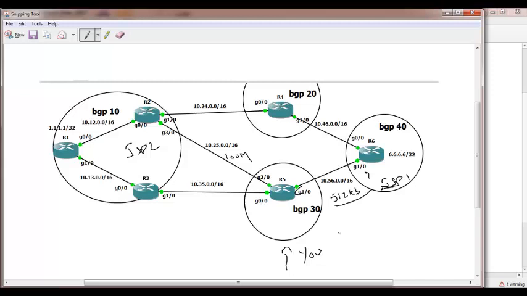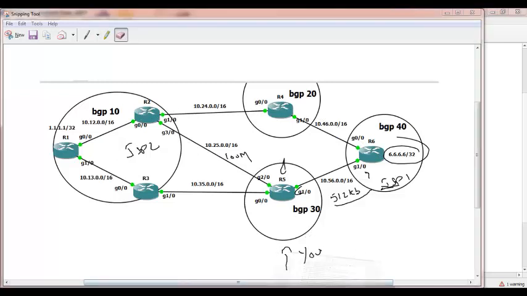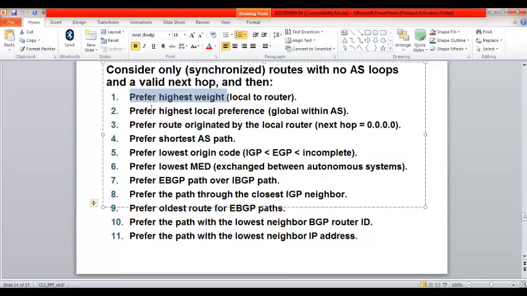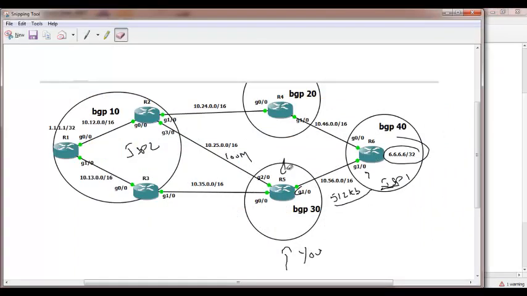BGP will not focus on bandwidth. BGP will focus only on these attributes. But you want R5 to go via this way to reach this internet. Let's say this is the destination, the internet destination. We can achieve this by simply changing the weight. By simply changing the weight, we can change this, and it is local to the router. So if this one router wants to go via router 2, by simply changing the weight, we can achieve it.